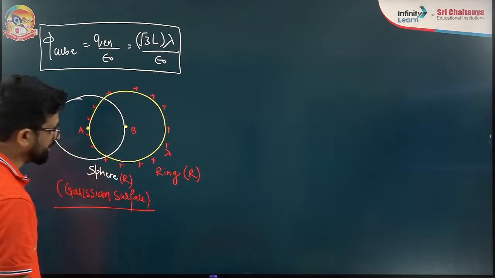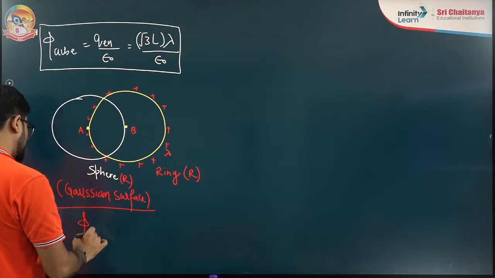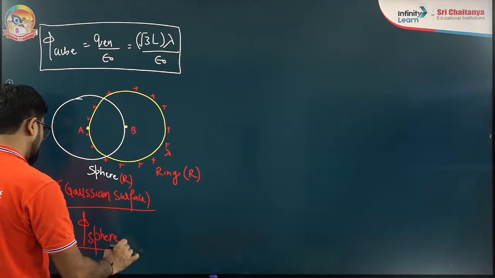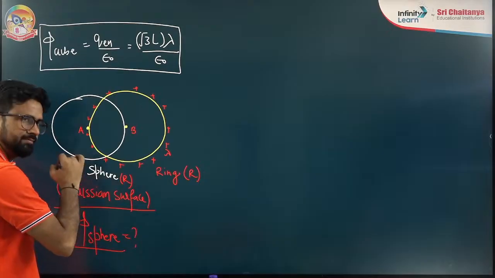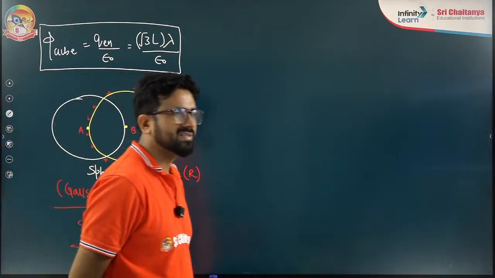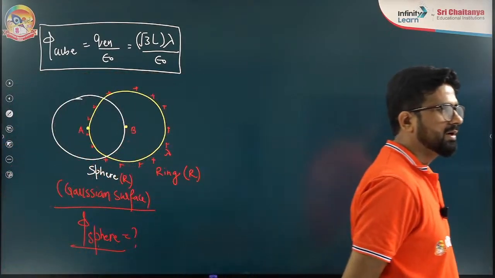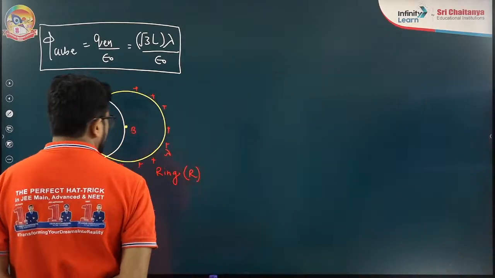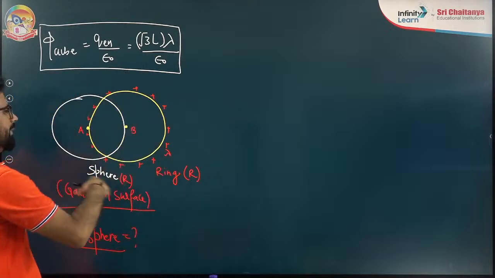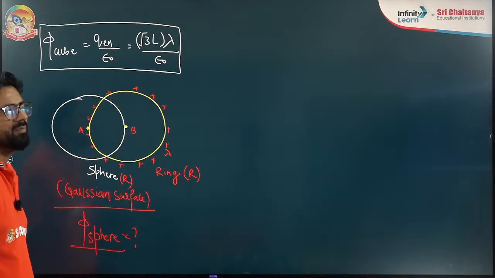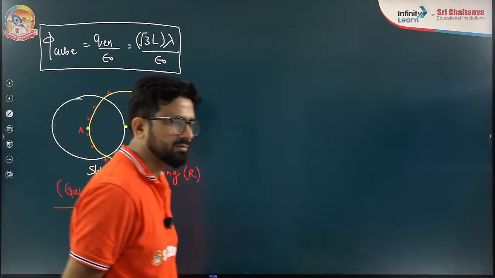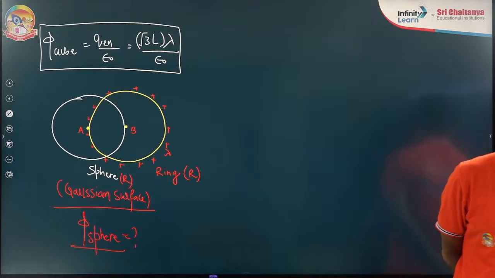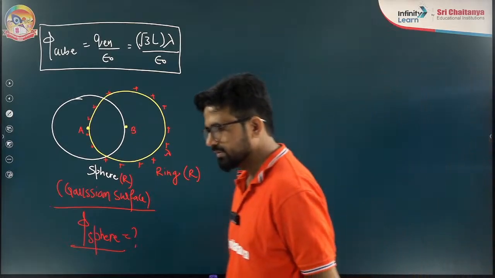Now the very first question comes to you: what is the flux associated with this sphere? That is the question, and you have to calculate it. The linear charge density of this ring, lambda, is given to you. Now we have to solve it. Try to solve, you will get the answer. I'm giving you again 1 minute. Very good question. Try to solve it.